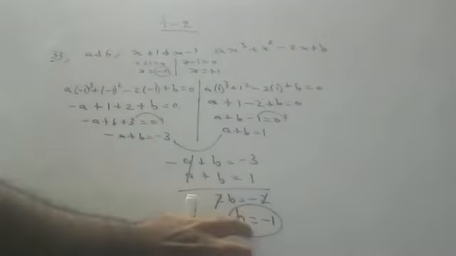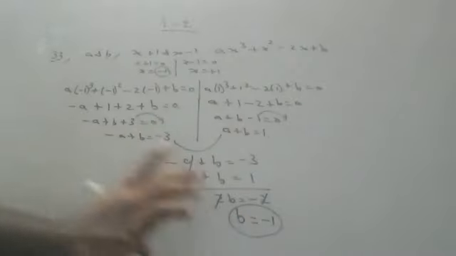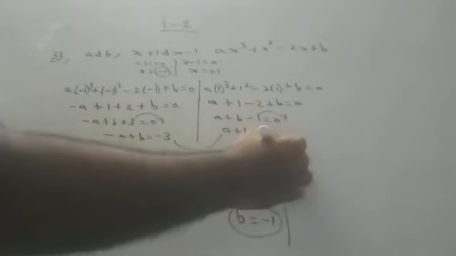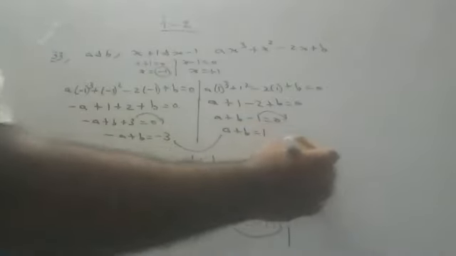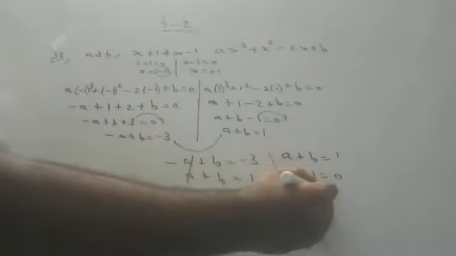Now substitute b is equal to minus 1 in this or this, any one equation, no problem, children. Any equation you substitute, you get the same answer. I'm substituting in this, okay? So a plus b is equal to 1. a minus 1 is equal to 1, because b is equal to minus 1, and a is equal to 2.